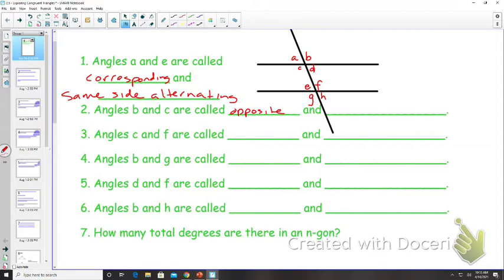B and E. We called it, so B and C, yeah. We said that they were opposite and alternating. Oh no, they're not. Corresponding, right? Because they're the same side.